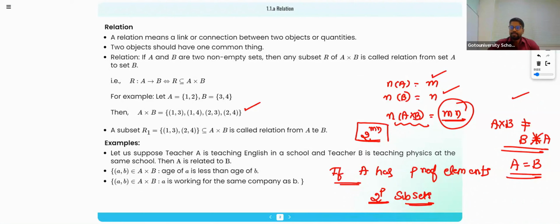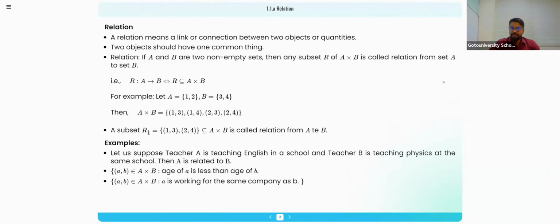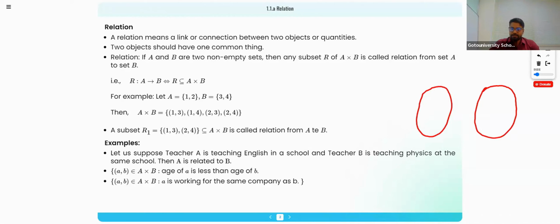Okay, there is another way to represent a relation, that is by writing a mapping diagram. Let me take the same example of this set A and this set B.